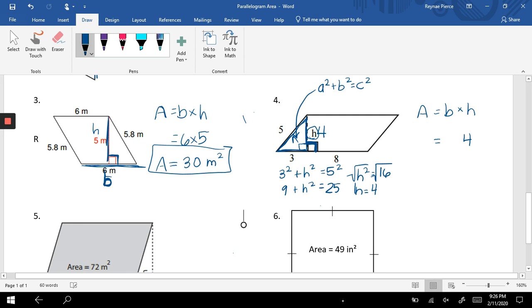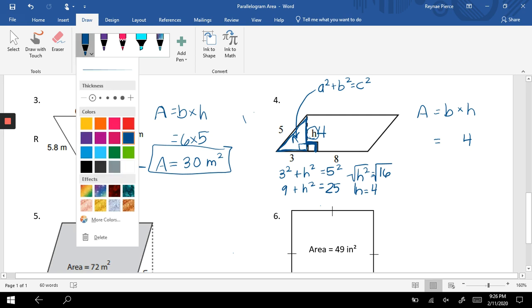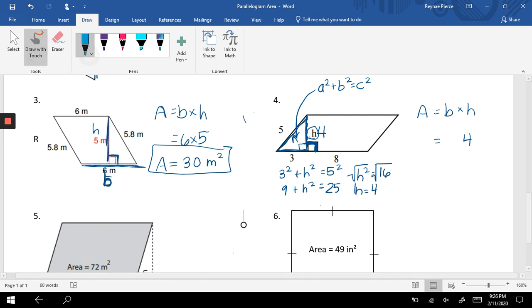Now 4, that part is perpendicular to this whole side here. So 3 plus 8 gives me my base. So I'm taking 11 times 4. The area of this parallelogram is 44, and we'll just say units squared.